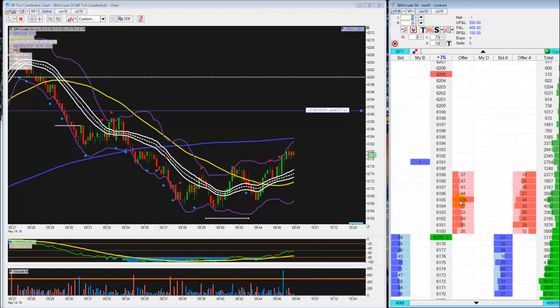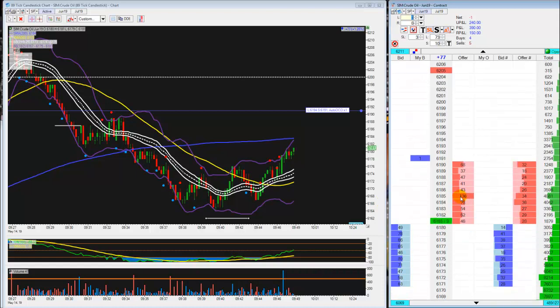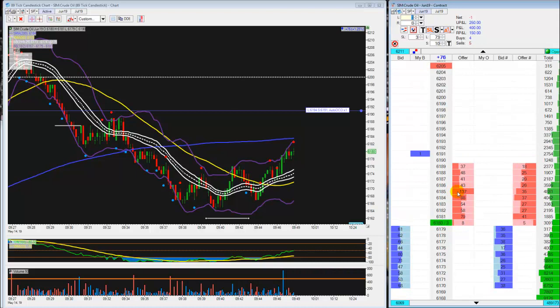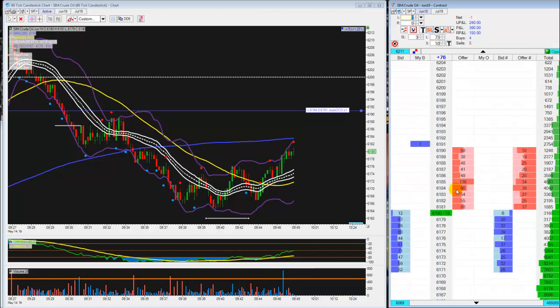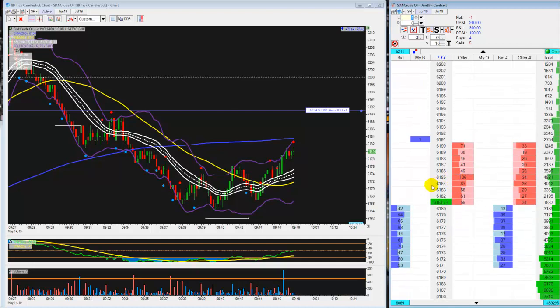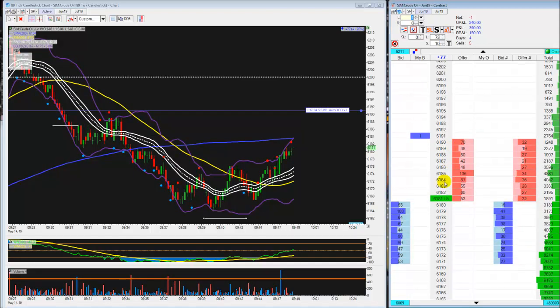See, there's 136 at 85. Be interesting to see if they can hold it out right there, and you can see 84, 90 at 84. But no real big numbers yet.